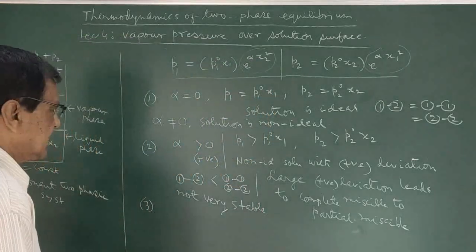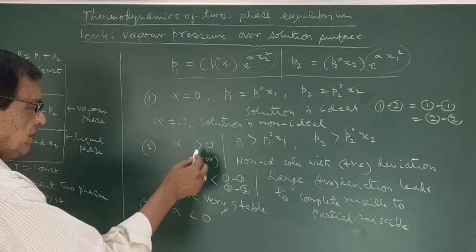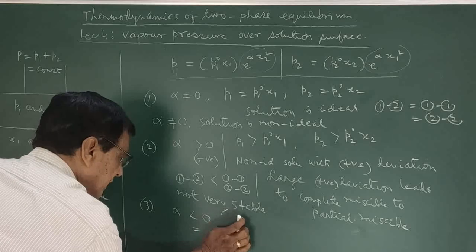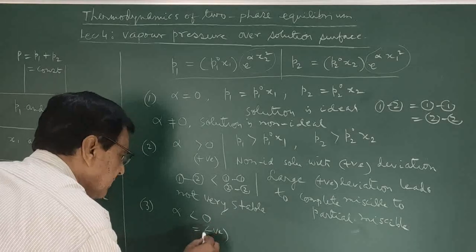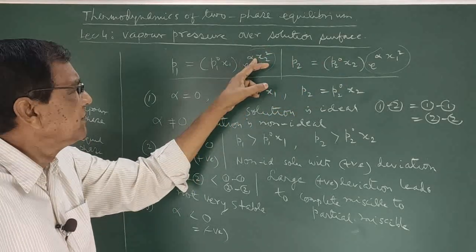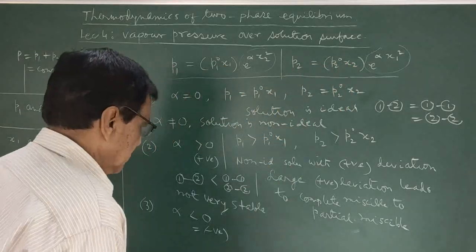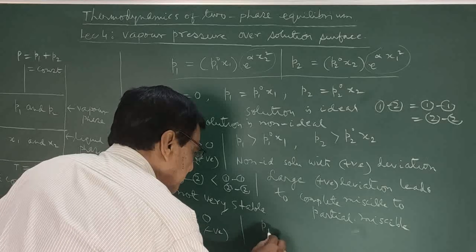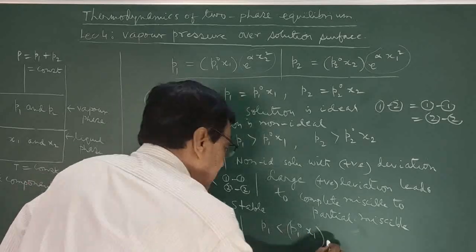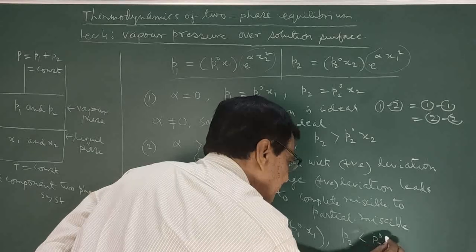And the third case is that alpha is not equal to 0, it may be greater than 0 or less than 0, and that means it is negative. From the expression it is clearly seen that if alpha is negative, then this one is less than this value. So in this case, P1 is less than P1 naught X1, and P2 is less than P2 naught X2.